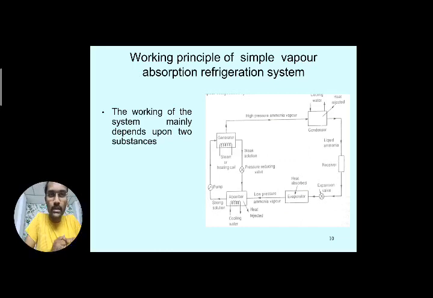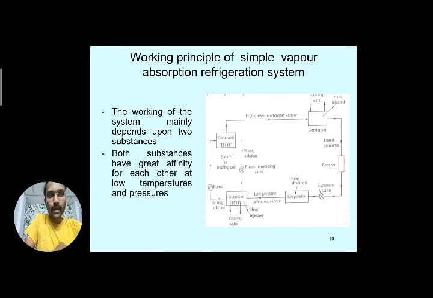So there are two substances, right? They mix well together. We will see what is happening. Both substances have great affinity for each other at low temperatures and pressures. This is the principle behind it. Please remember that whenever both substances receive heat at higher temperatures, they will get separated. That is the thing you have to remember. So we will see where it is mixing and where it is getting separated when heat energy is supplied to that.